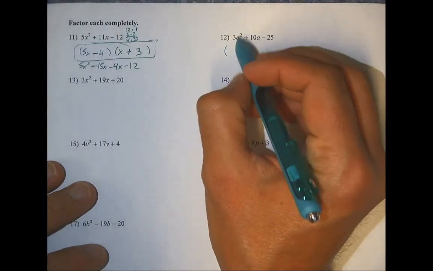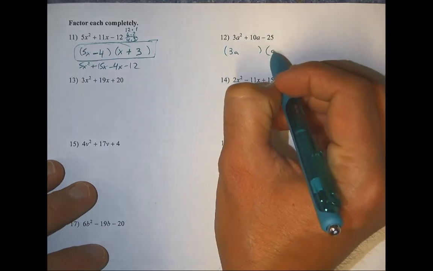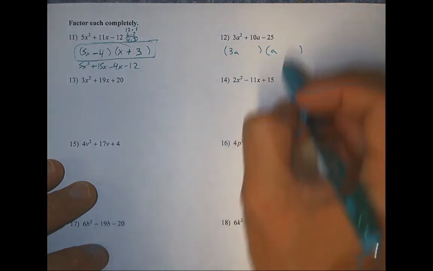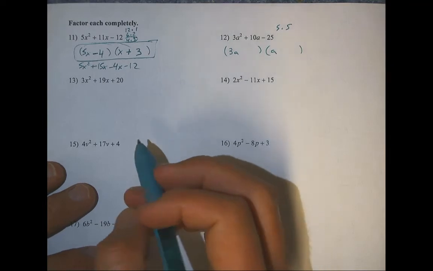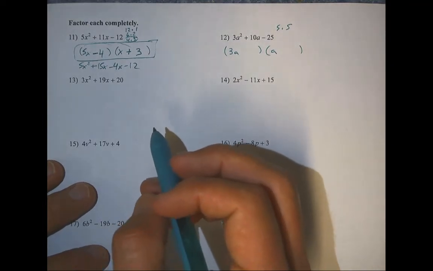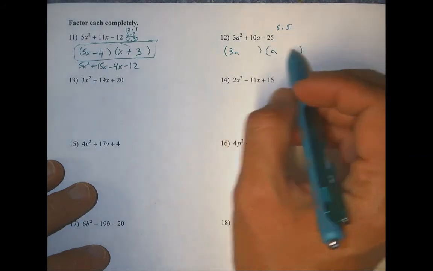So the only way to make a 3 with whole number factors is a 3 and a 1. Makes our life kind of easy. When I see 25, I'm thinking 5 and 5. It could be 25 and 1 as well. But more than likely, I think it's going to be 5 and 5. So since they're both 5s, it doesn't matter where you're going to put these.